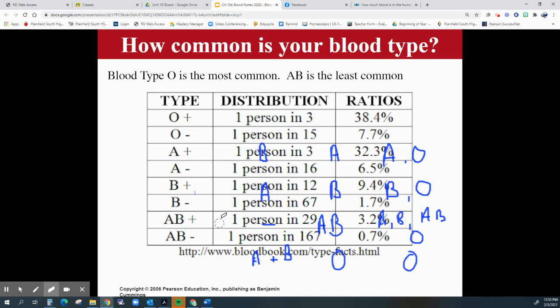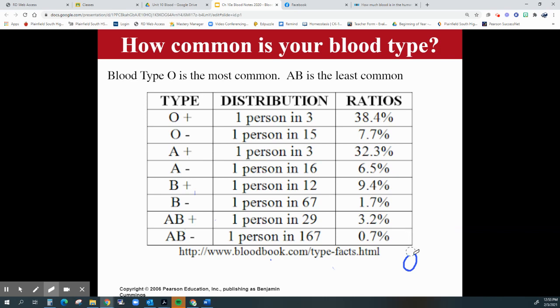In terms of who can donate to whom, and the distribution of what's more common and least common, this shows you a little bit of that. I apologize, I'll get this erased as I continue to talk. So this shows you ratios of who has what. Type O, even though they can only give to type O, is not very rare. It shows up a little more commonly than others.